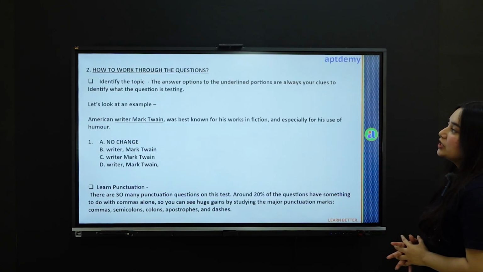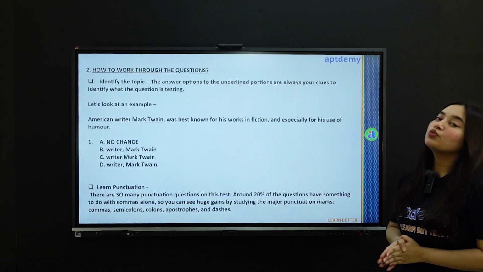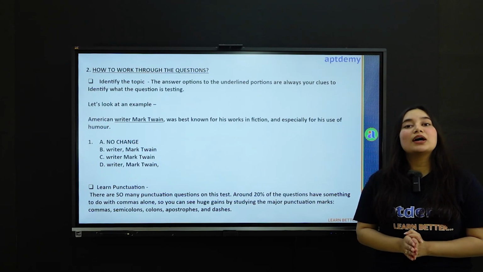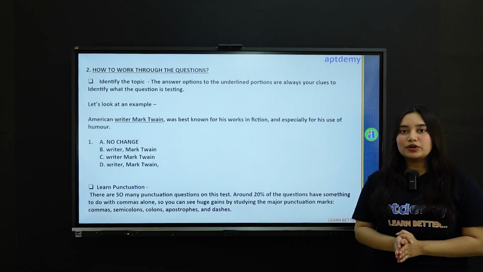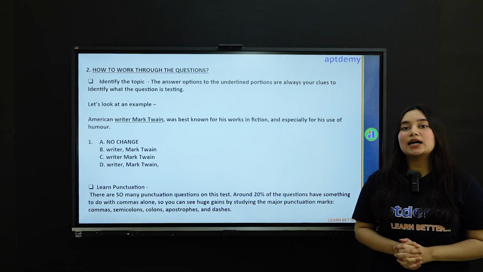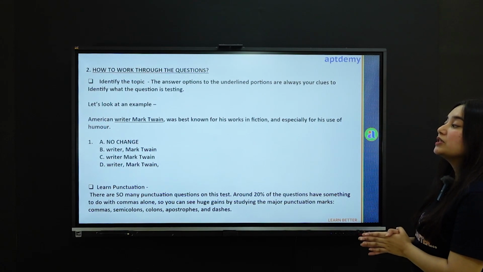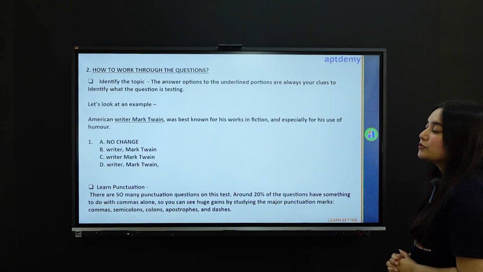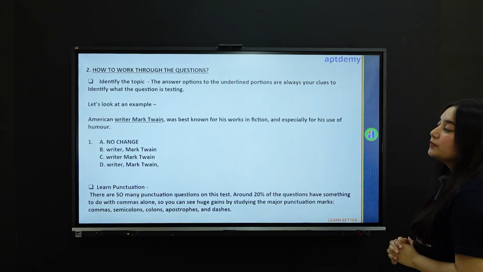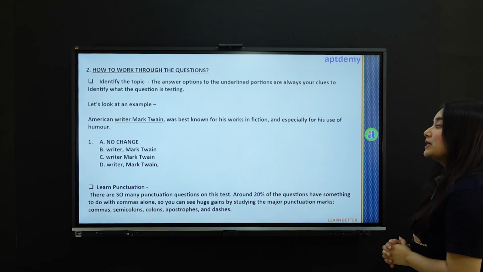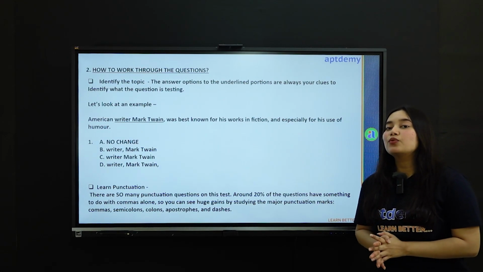The next strategy would be to understand how to go through your questions, and for that you need to understand what the question is testing you on. How will you do that? By looking at the answer options. If you look at this example question, and particularly if you look at the answer options, what is changing? The position of the commas. So you automatically know that the question is testing you on commas.